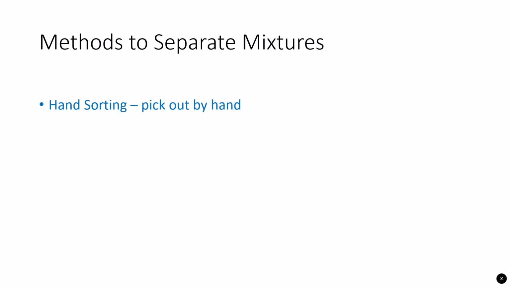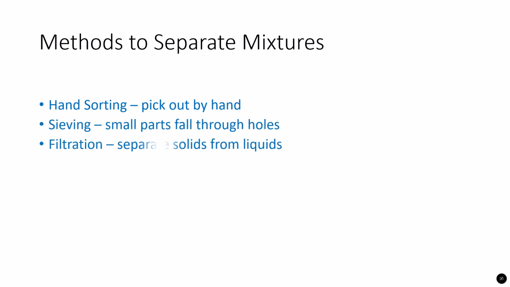Methods of separating mixtures, they are different methods. Hand sorting is picking it out by hand. Sieving is small parts fall through the holes. Like for example, when your mom sieves flour, she aerates it by sieving it through, it's falling through those tiny holes. Filtration is separating solids from liquids. Evaporation is removing liquids and you're left with the solid.